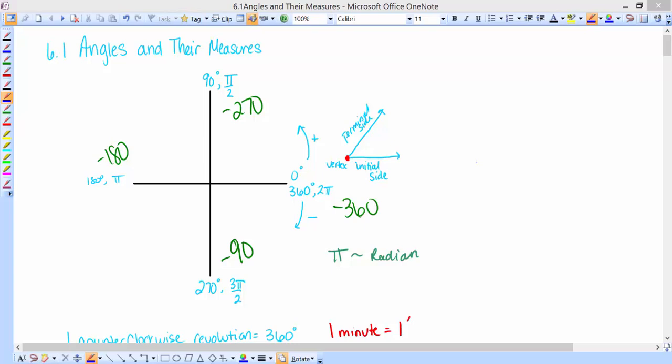6.1 Angles and their measures. This section is going to be broken up over 2 days. So in this video, I'm just going to talk about examples 1 through 7.